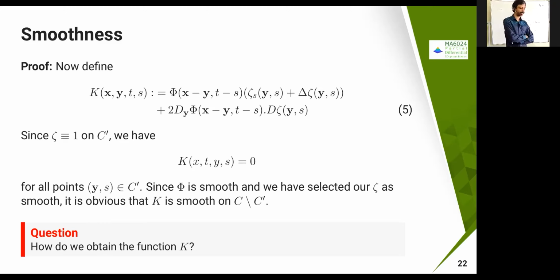From this one you can easily observe that the fundamental solution is already infinitely differentiable. It is smooth, and theta is again smooth. Therefore, if I take the product of these two, that is going to be smooth again. Therefore, your k is going to be smooth. Now, what I will define is u of x, t, going to be the integral of k of x, y, t, s into dy ds. That's what I am going to define.